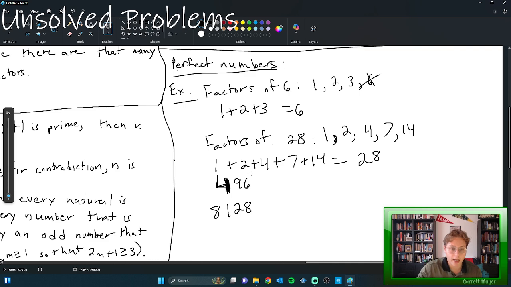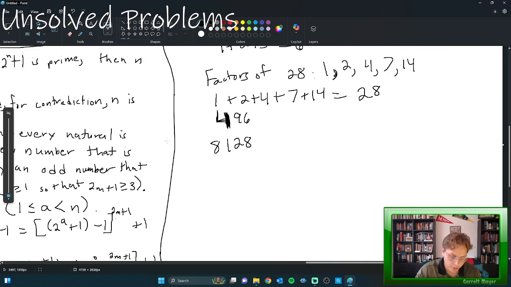Now, one thing that we actually do know about these perfect numbers is that there is a deep fundamental connection between them and Mersenne primes. And this is expressed in the Euclid-Euler theorem.